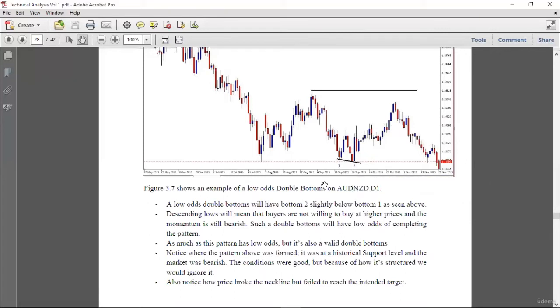That's low odds. Descending lows will mean that buyers are not willing to buy at high prices and the momentum is still bearish. If it's going down like this, it means they're not willing to buy. They still may perceive prices being high, so they're going to wait for price to drop even further. So if we have something like this, we'll have low odds of completing the pattern.